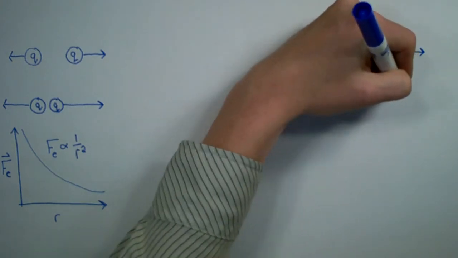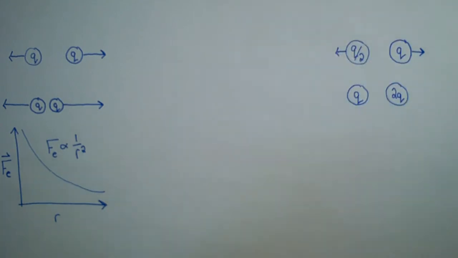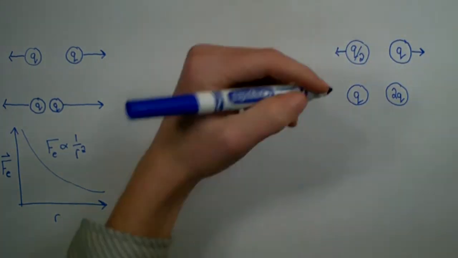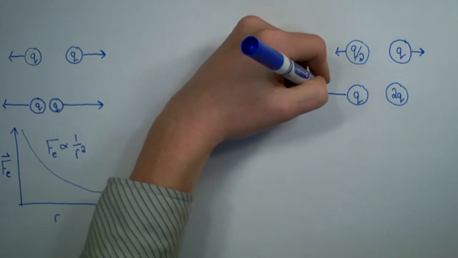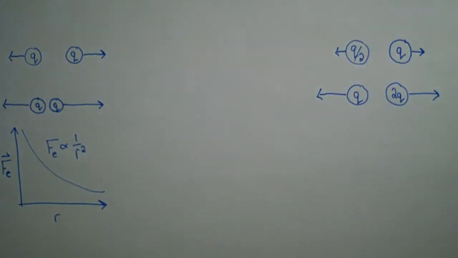If I take the same charges, but now I double one of them, we find that at the same distance the force is increased on each of them. This tells us that as you increase the charge, you increase the amount of force. If you decrease the charge, you decrease the force.